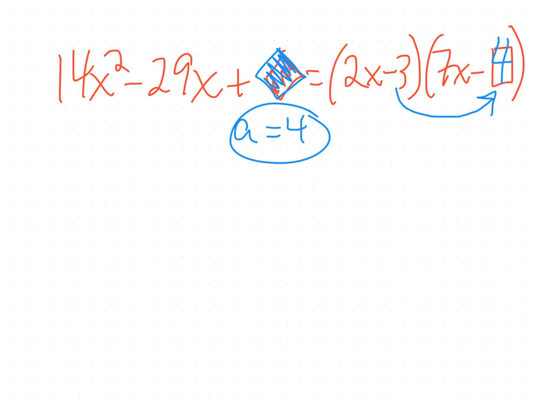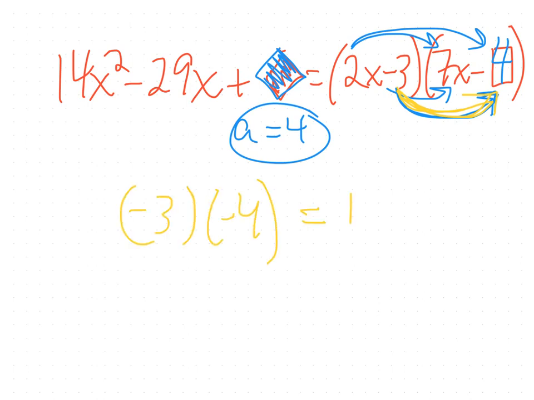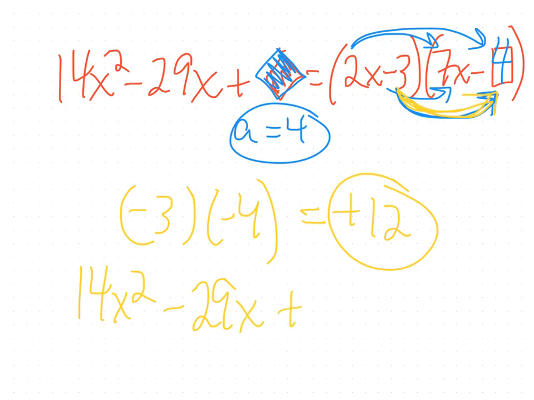So remember expansion, we expand the first term, and then we expand the second term. All we need is this last expansion to determine the diamond. Okay, so negative 3 times negative 4 gives us positive 12. And our standard form becomes 14x squared minus 29x plus 12.